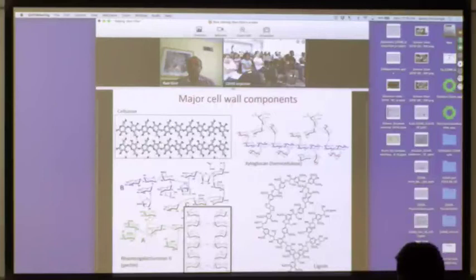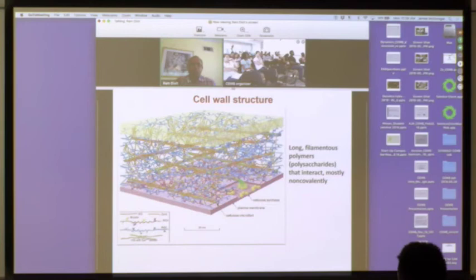The lignin is, in contrast, a phenolic structure, so you see lots of aromatic residues, and they are cross-linked covalently by peroxidases to form the lignin that makes up the wood. So this is just a cartoon, really, of cell wall structure.